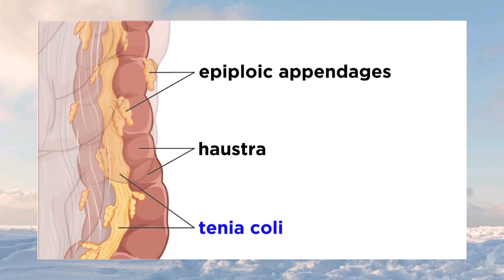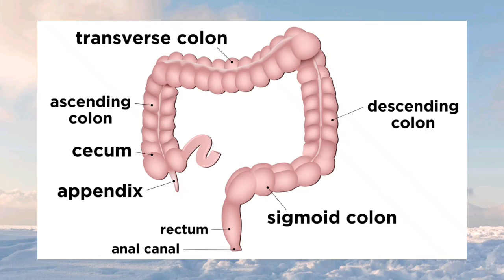The large intestine is comprised of three bands of smooth muscle called the taenia coli, sacs called haustra, and tiny fat-filled pouches called epiploic appendages. It is also split into regional subdivisions, these being the cecum, appendix, colon, rectum, and anal canal. The cecum is the first section when entering from the small intestine. Attached to this is the appendix, which contains lymphoid tissue.